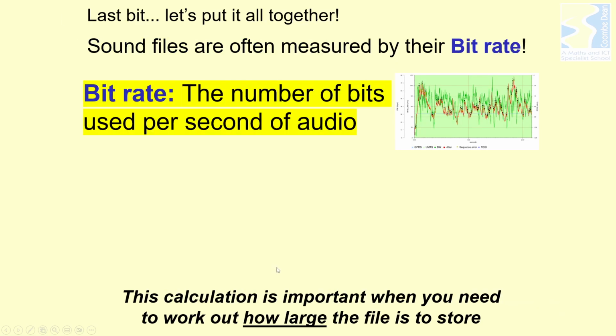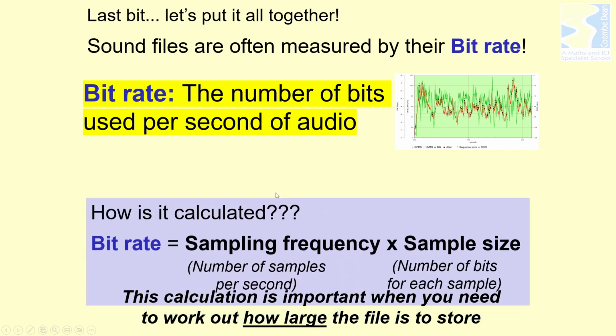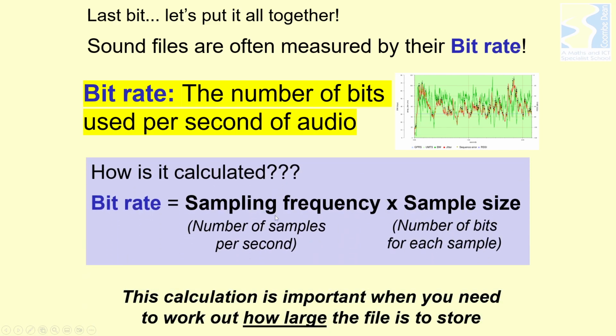And finally, last bit, put it all together. To measure the amount of bits that are used per second, we use something called the bit rate, the number of bits used per second. And this calculation is important. You may have to work it out in the exam. The bit rate is the frequency multiplied by the sample size. The last 2 numbers multiplied together. The number of samples per second multiplied by the number of bits for each sample, which will give you how many bits are used per second.